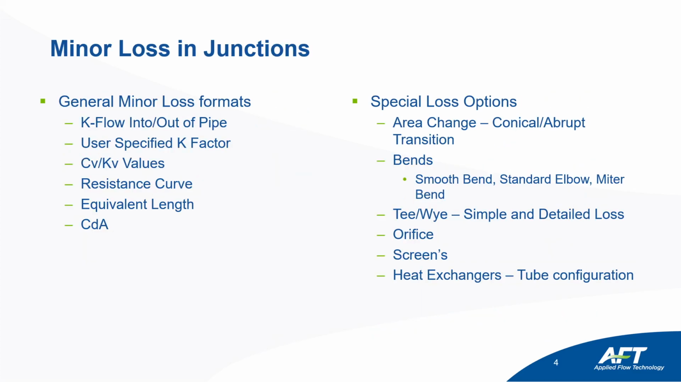So looking at minor losses within junctions, we have our general minor loss formats. This is going to be K flows into or out of pipes, your user specified K values, CV, KV values, etc. And then we're also going to dig into a few special loss options such as area changes, bends, everyone's favorite, simple and detailed T's.